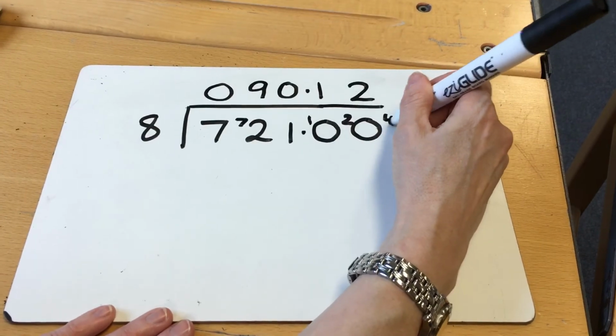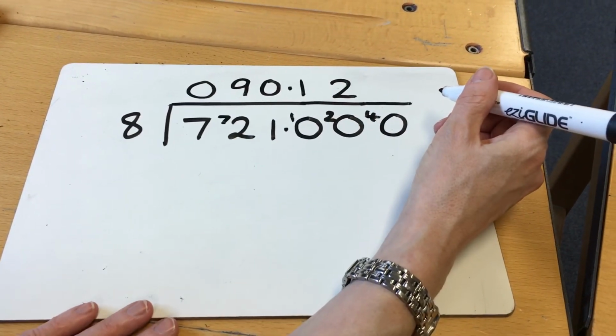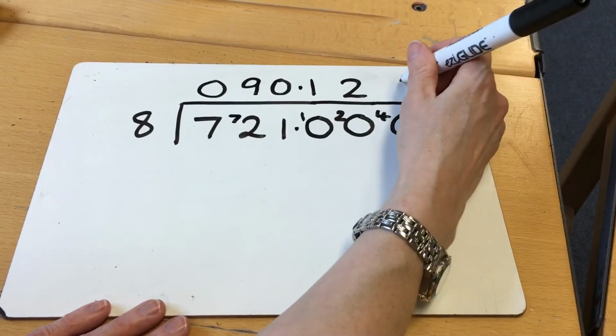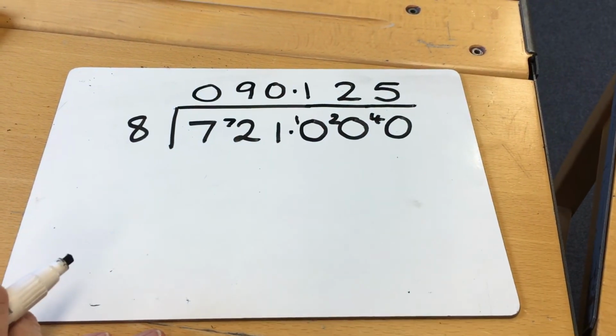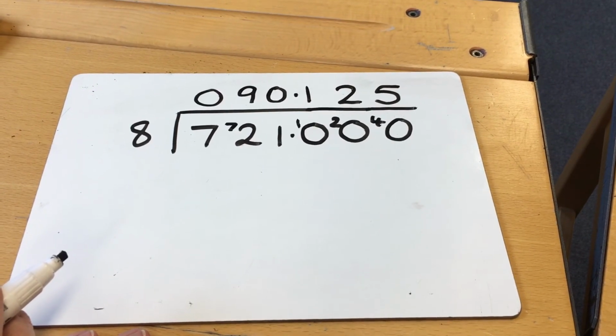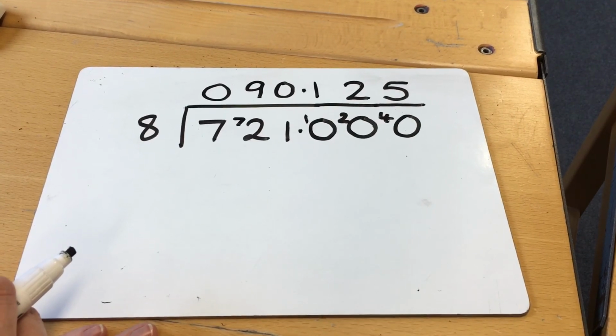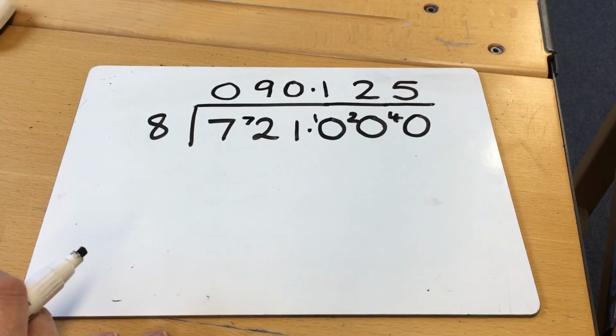Which leaves me 4 hundredths, which now become 40 thousandths. So how many 8s in 40 thousandths? 5. And if I'm feeling very clever, I would already know that 1/8, which is remainder 1 out of a group of 8, is the same as 0.125. So my answer is 90.125.